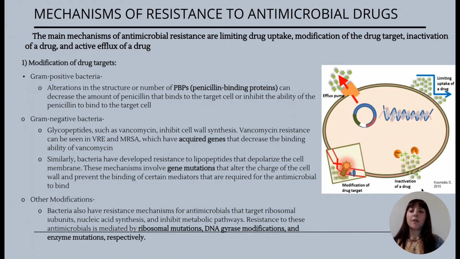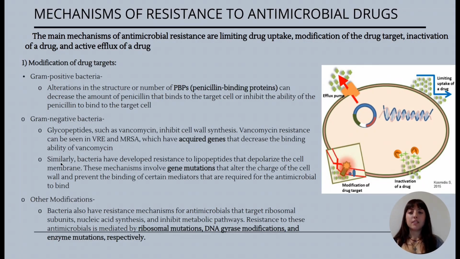In gram-positive bacteria, we see alterations in the structure or number of penicillin-binding proteins, and these alterations can decrease the amount of penicillin that binds to the target cell, or just inhibit the ability of the penicillin to bind to the target cell in general. And then in gram-negative bacteria, we see this in antimicrobials like glycopeptides, such as vancomycin. Vancomycin inhibits cell wall synthesis. So in vancomycin resistance, like in VRE and MRSA, we have acquired genes that decrease the binding ability of vancomycin.